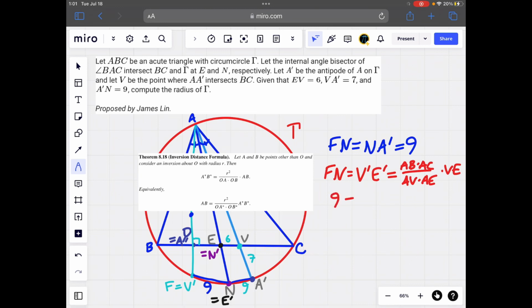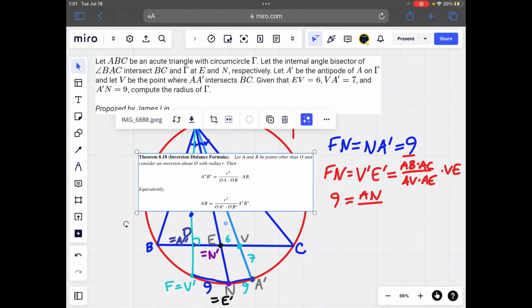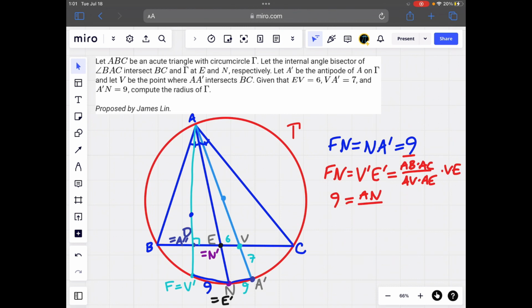Now FN is equal to 9. We know that from here. And that's equal to AB times AC over AE over AV. AB times AC over AE is just AN because E is sent to N. So that's just AN over AV, which is just 2R minus 7. AA' is 2R. We're asked to compute the radius of T, so we're expressing everything in terms of R.